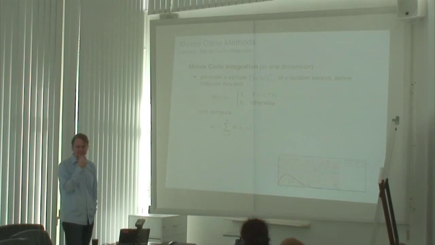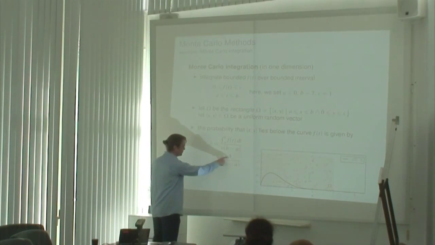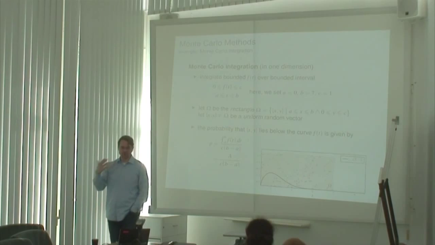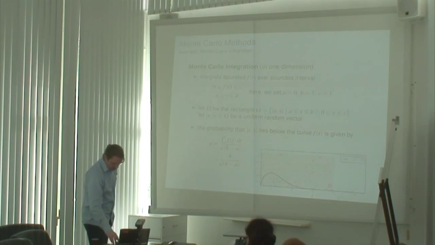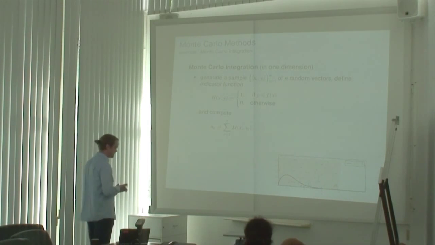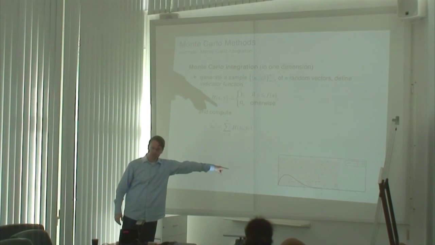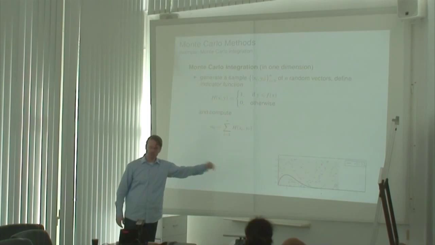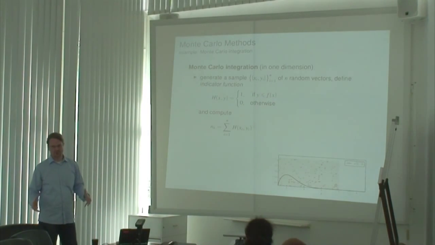So how do we do that then? Because basically we can compute this problem if we knew this area, but we don't know that area. This is actually what we want to find. And here is what we do. We define or generate a random sample of points, as I'm showing you here. I guess this is 100 points. And we define an indicator function.